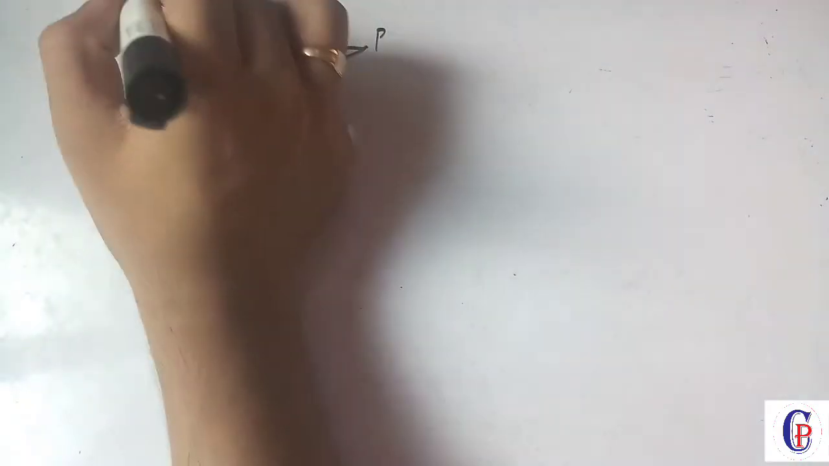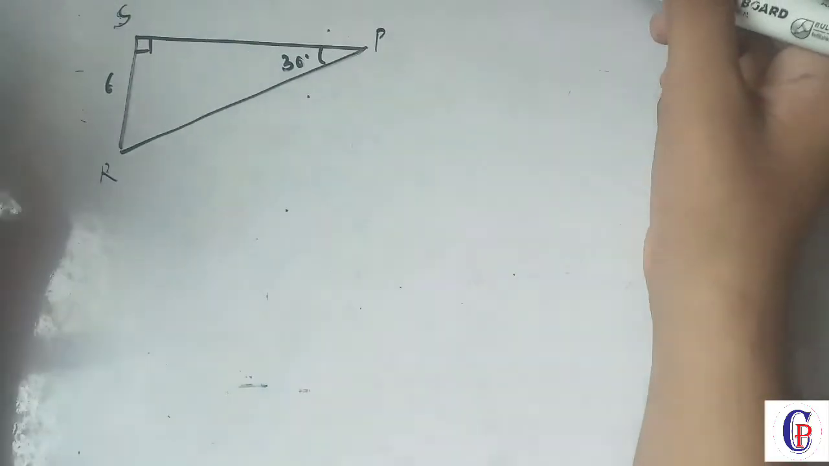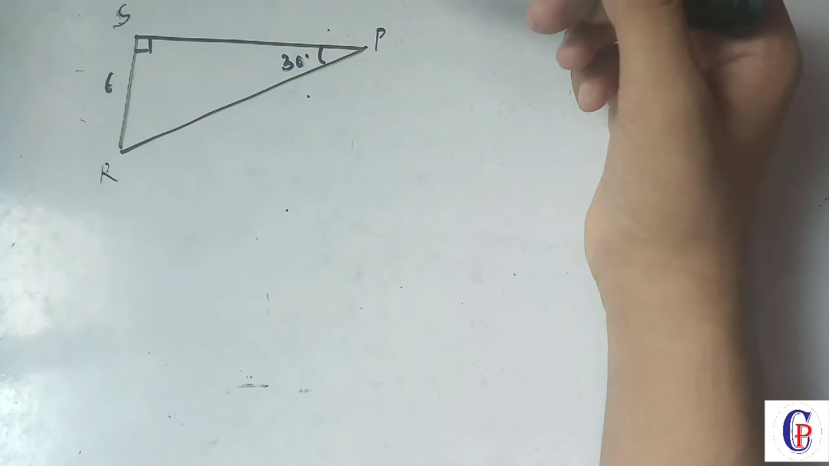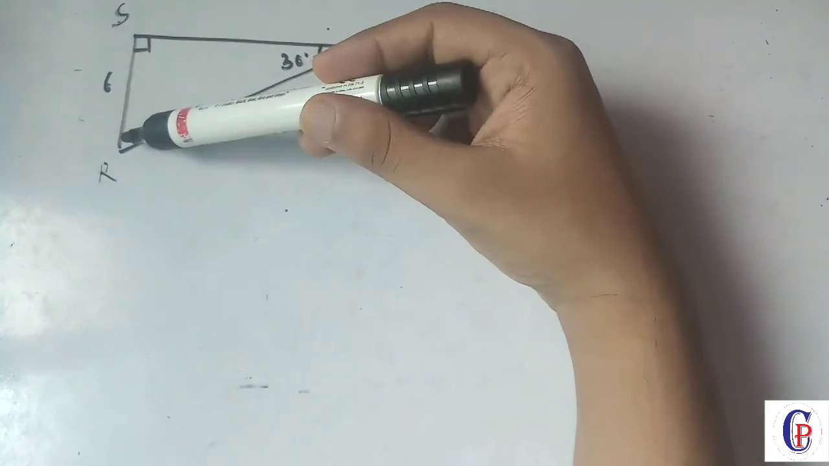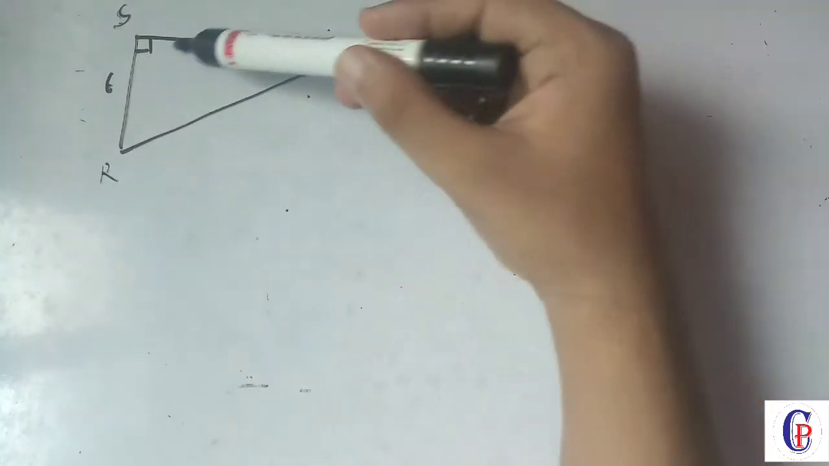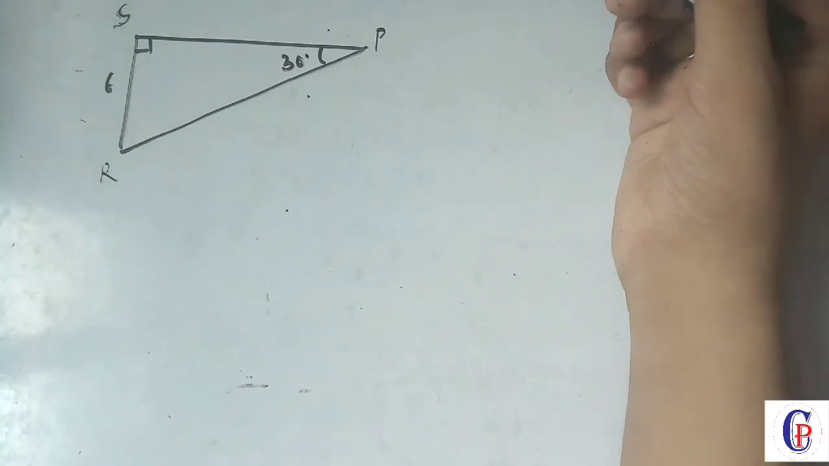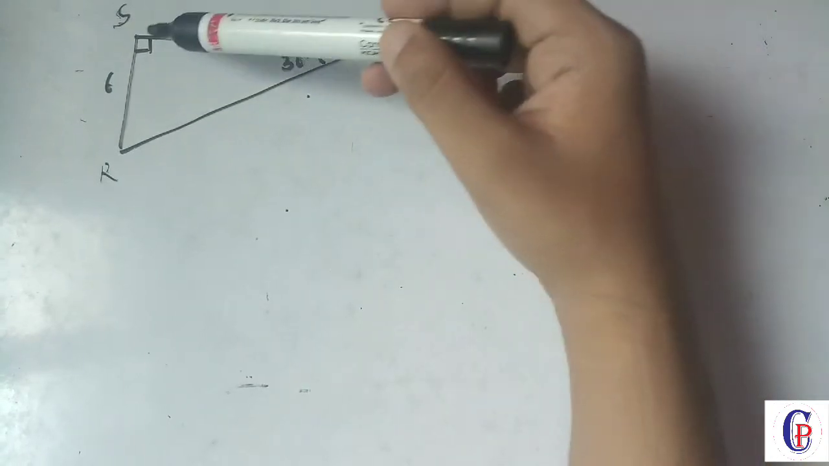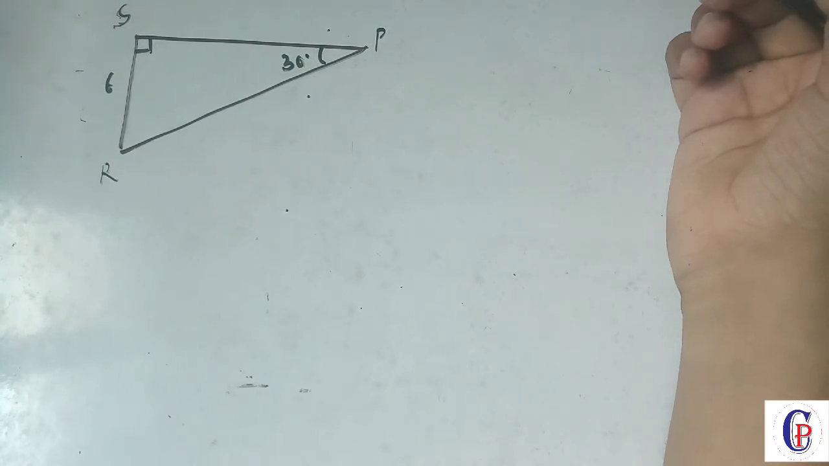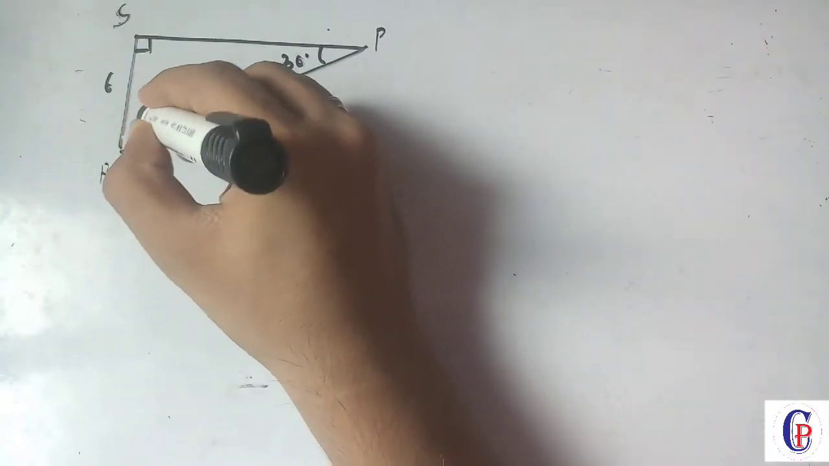Okay guys, this is the next sum that we have. The diagram is very easy to understand. This is 30 degree, 90 degree. Of course the remaining angle, this angle R, will be 60. Why is it 60? Because when you add all three angles of a triangle, the sum is always 180. This is 90 and this is 30, so 90 plus 30 is 120. If you subtract 180 minus 120, you will get 60. So this angle becomes 60.